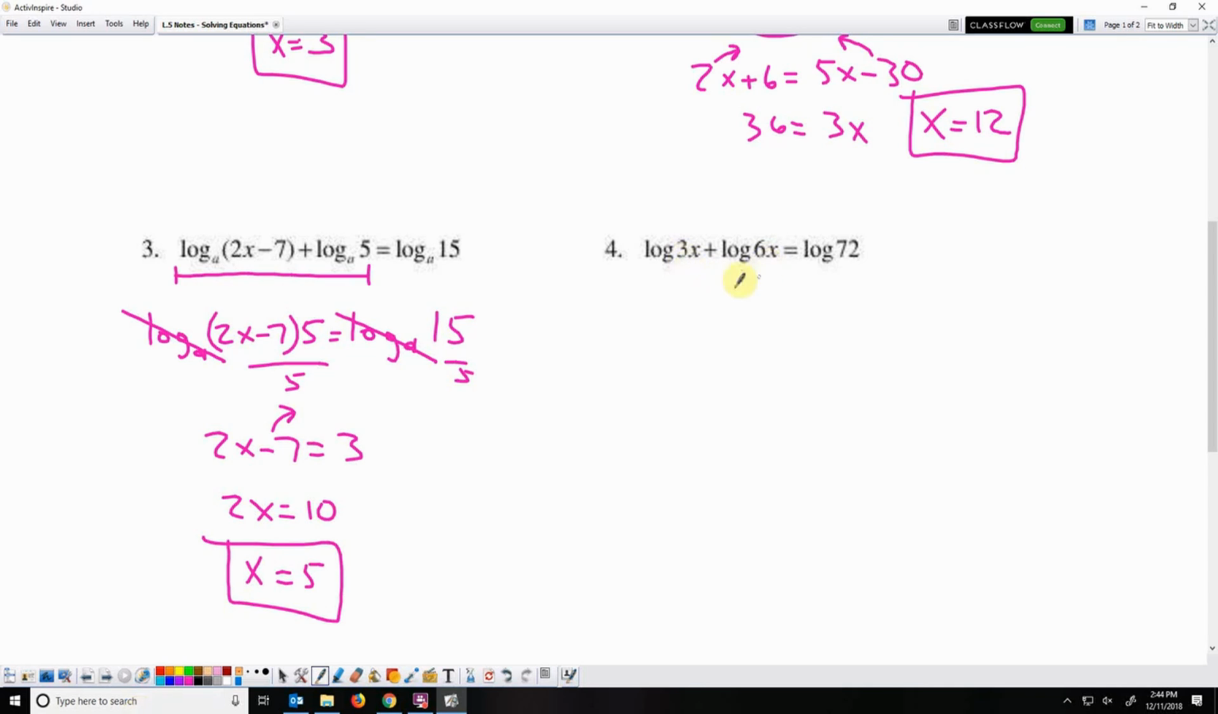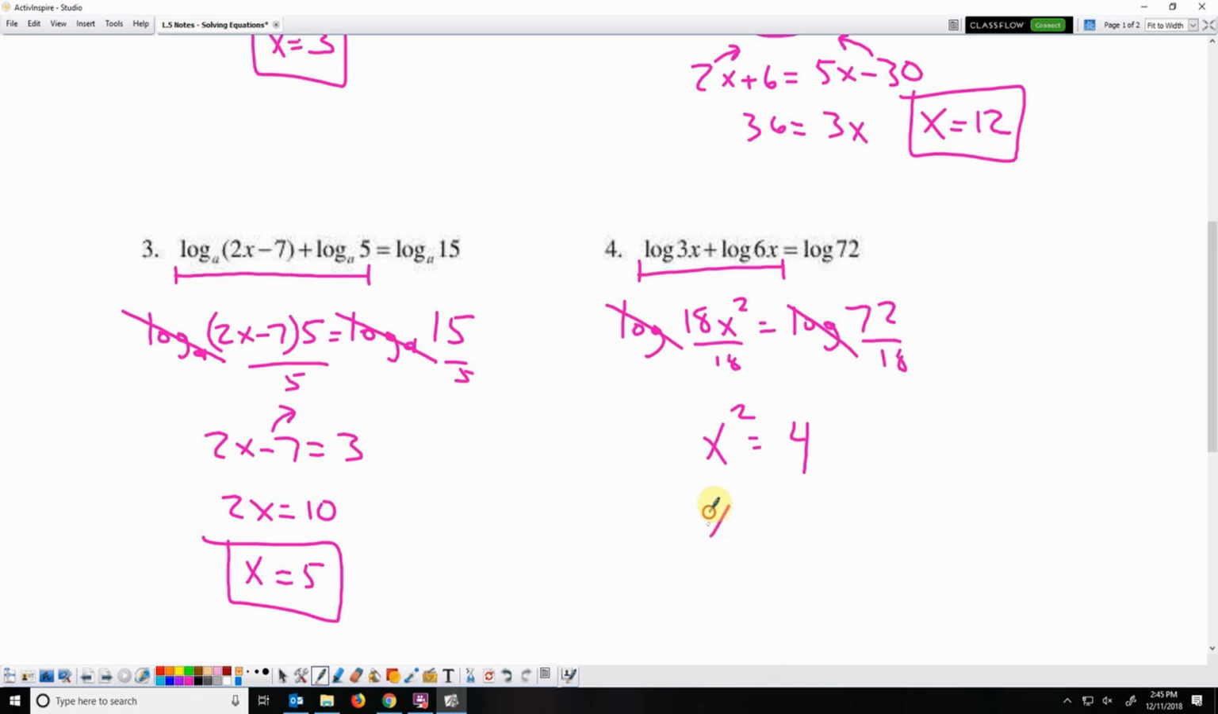Okay, both of these have log base 10, so I can condense log base 10, or common log. 3x times 6x, that's 18x squared, equals common log 72. So I've got log base 10 on both sides. I can drop those. 18x squared equals 72. I can divide by 18. X squared equals 4.